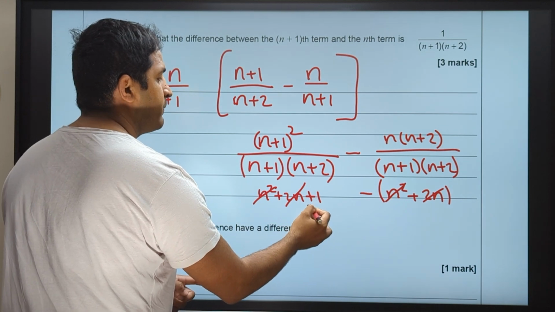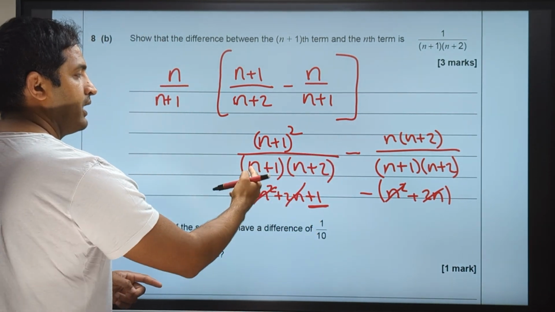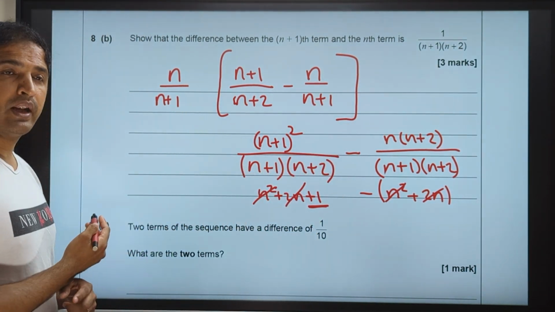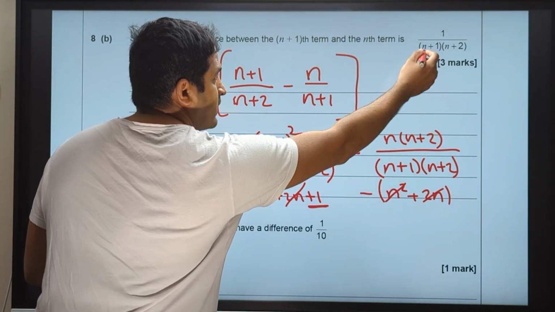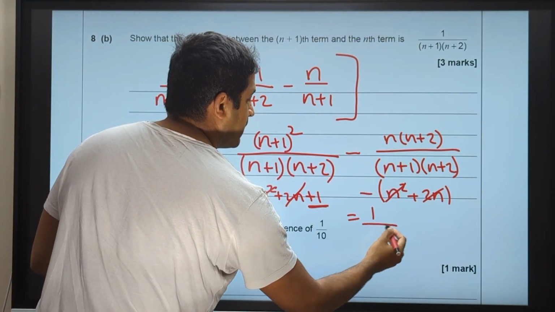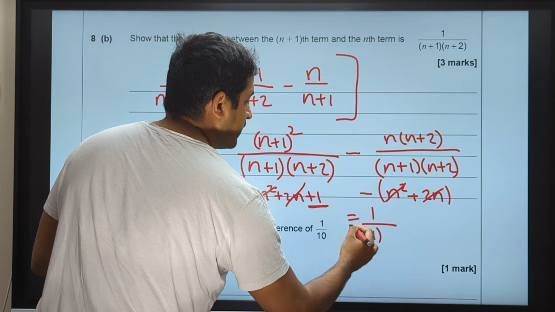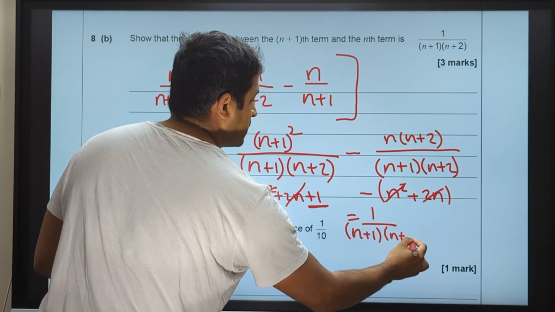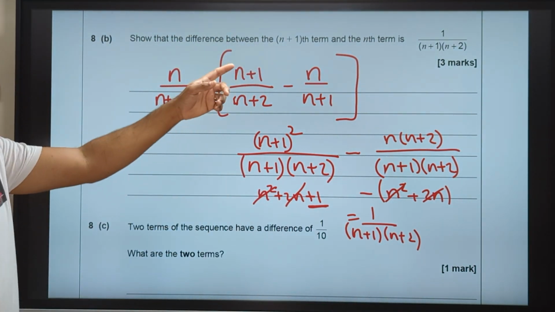So all you're left with is just that 1 at the top, and you're dividing it by n plus 1 divided by n plus 2. So this is what we get when you finalize it. 1 over n plus 1 multiplied by n plus 2. That's it. And we showed that.